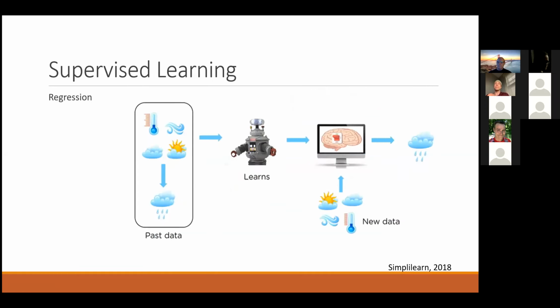In regression, in this example, we want to calculate the amount of rain that we're going to get. So we've got historical data of the temperature, wind, overcast, and from that we can tell how much rain has historically fallen. So when we're encountering new data, we have a basis for its predictions.